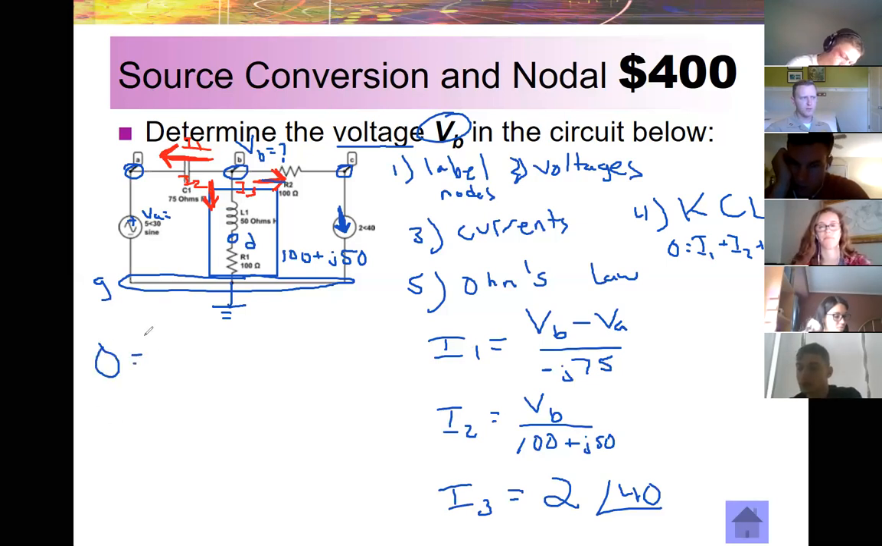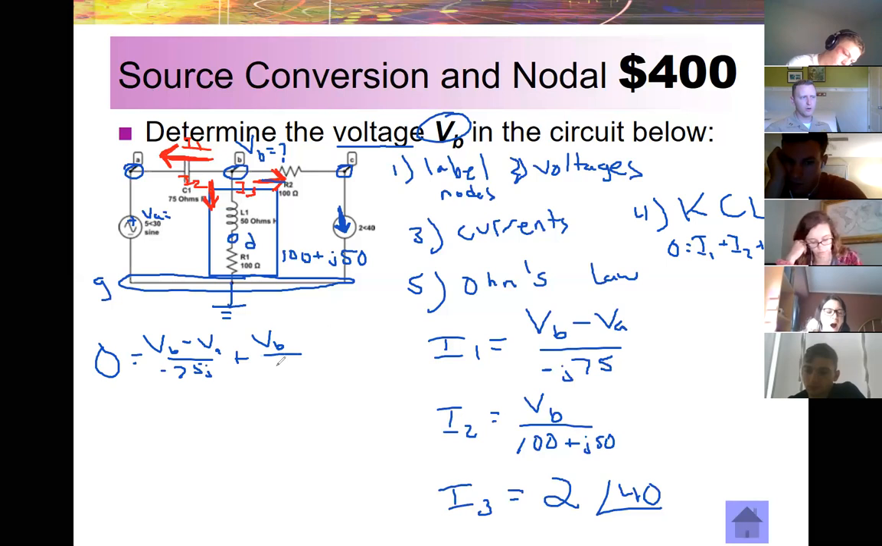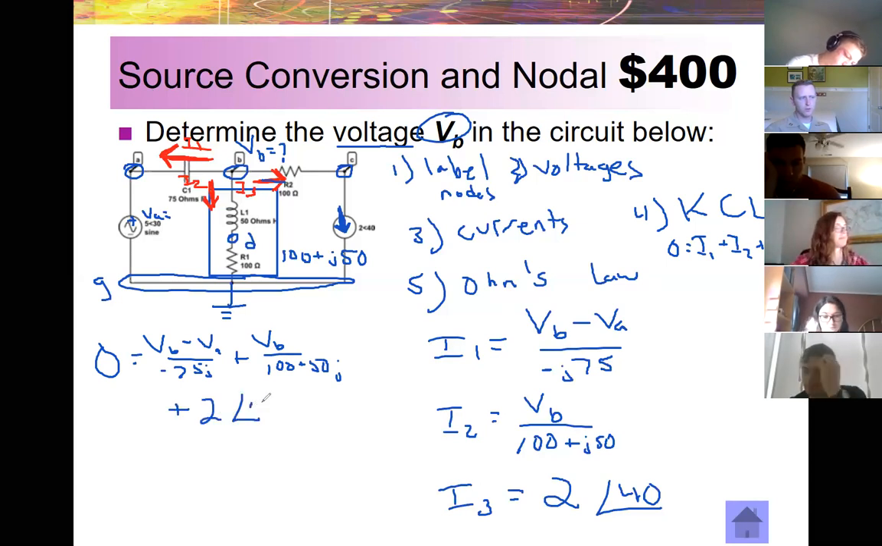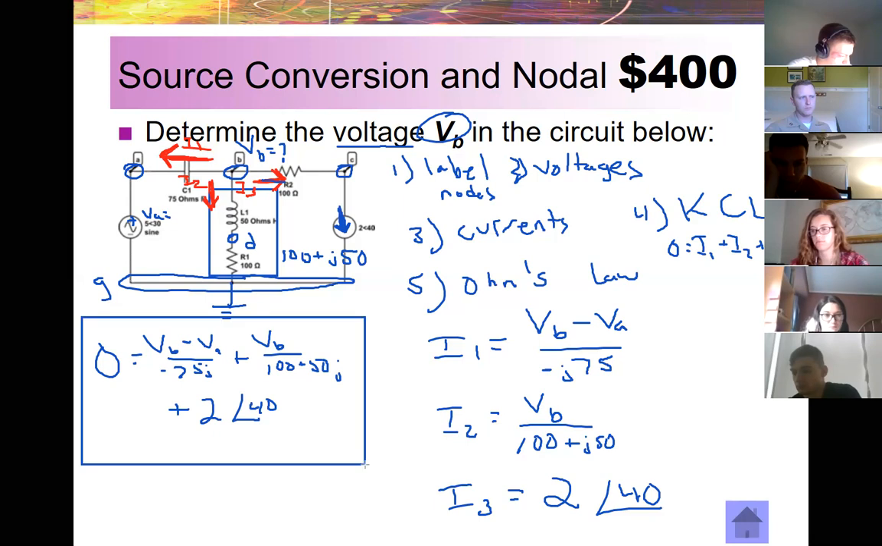So 0 equals (VB minus VA) over negative 75J, plus VB over 100 plus 50J, and then the last one, plus 2 angle 40. And I just plug them all in, and you can use a solver, you can use algebra, but hint, hint, that's your final answer.